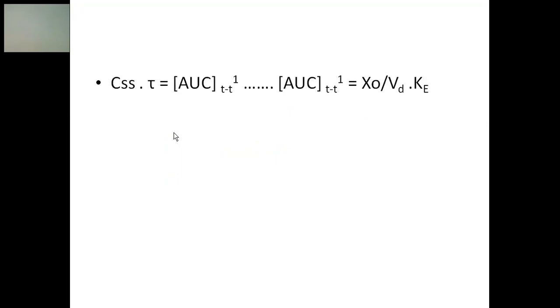Considering what we discussed in the previous slide, I can say that steady state concentration multiplied by dosing interval is a representation of the area under the curve at the given time. Considering the AUC, we know previously it equals X naught by Vd into Ke.